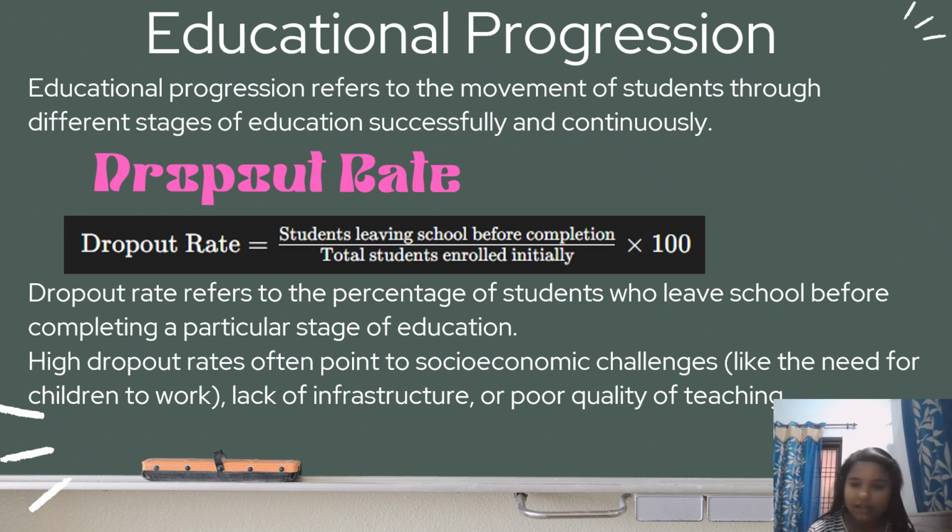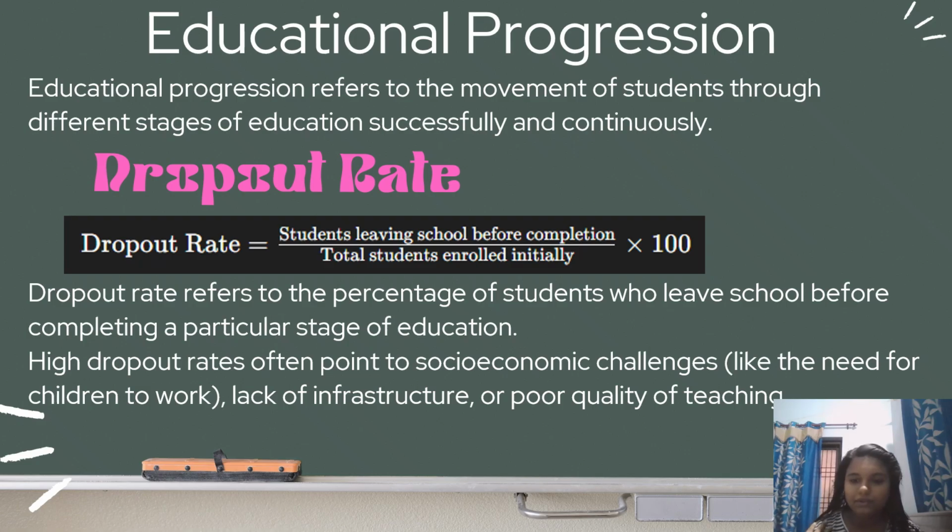90 students are completing their school in 10th standard successfully. So there is 10 students dropout. 10 divided by 100, that is 1 by 10 into 100. That is a 10% dropout rate.